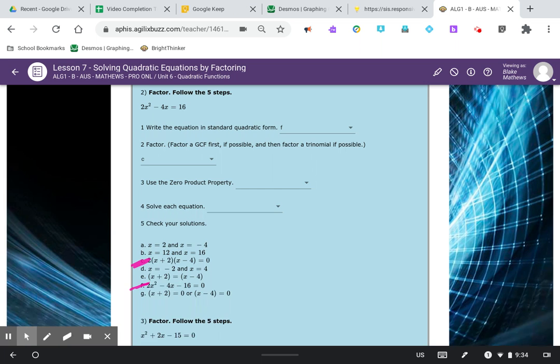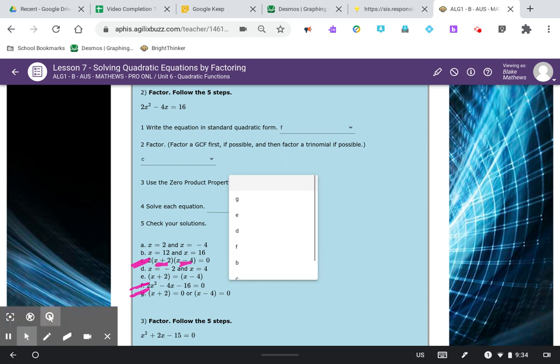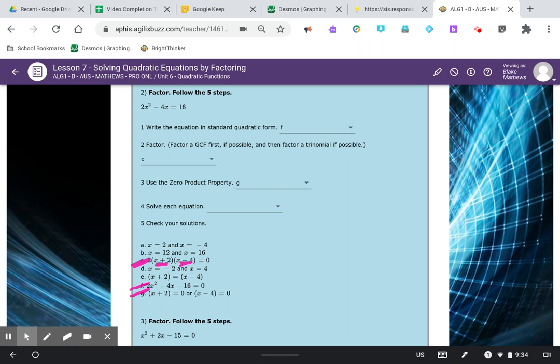So if we go back over here, it's clear there's only really one place where we have separate individual factors, and that is in G. X plus 2 equals 0, that was this one. X minus 4 equals 0, that was this one. So obviously G is the answer. So see, I'm not really even having to do much work here. I'm just kind of using common sense to get through.